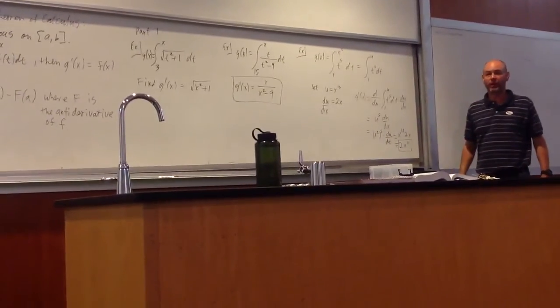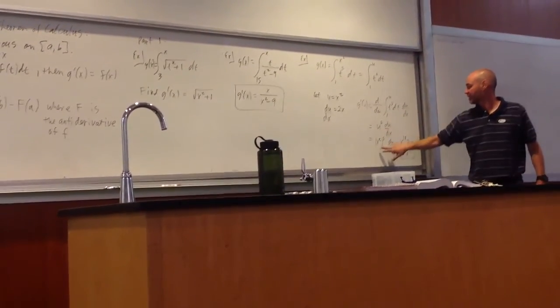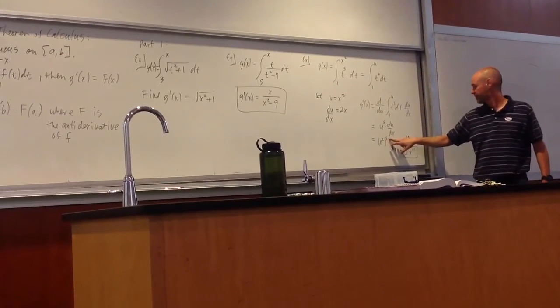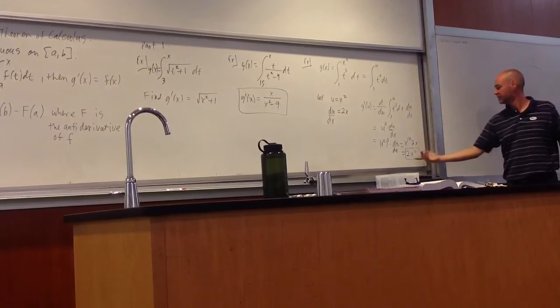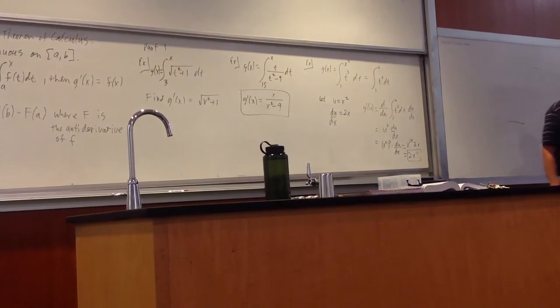And now we've got to transform it back. U to the 5th, u is x squared to the 5th, gives me x to the 10th. Du over dx is 2x. And then I just combine them up. Nothing more fancy than that.